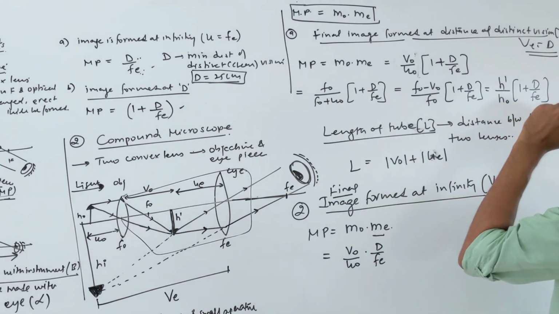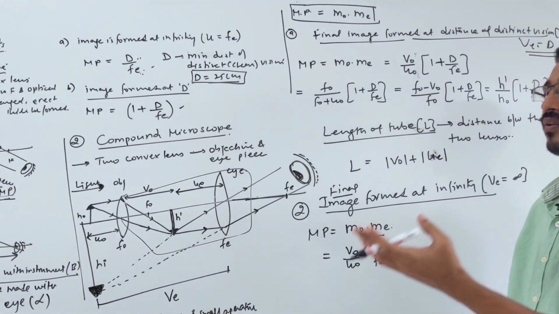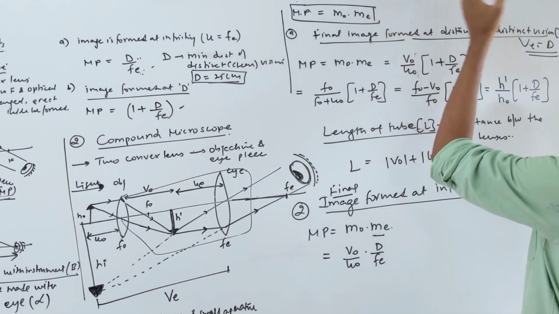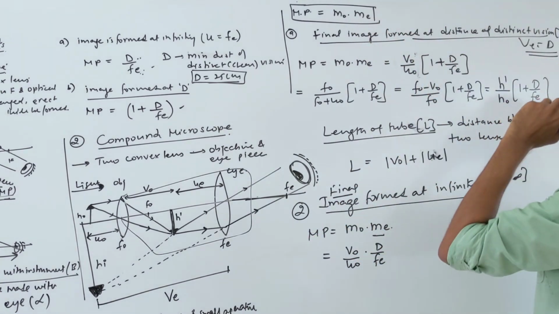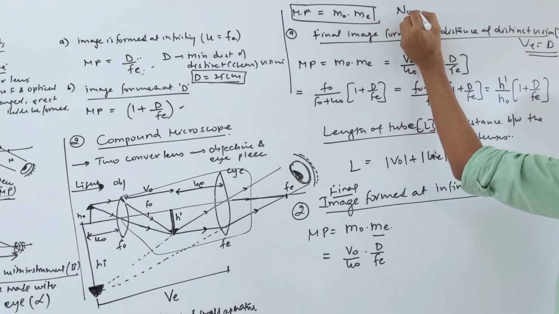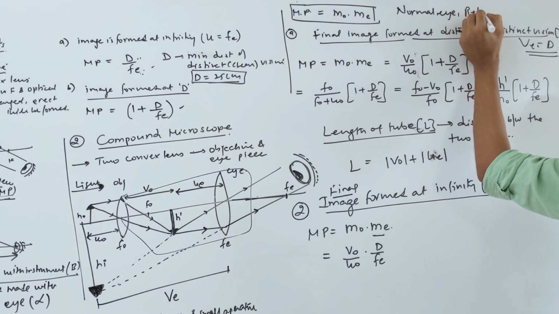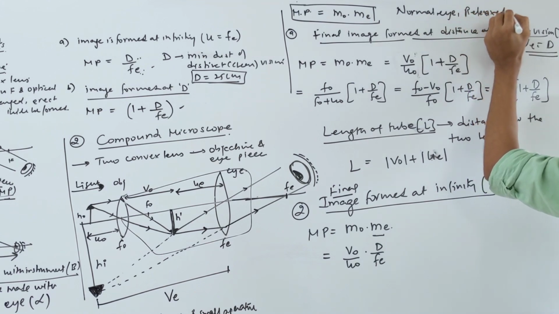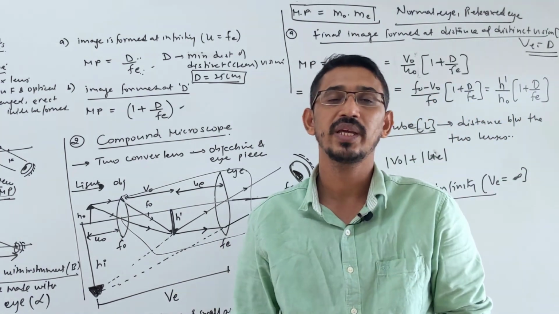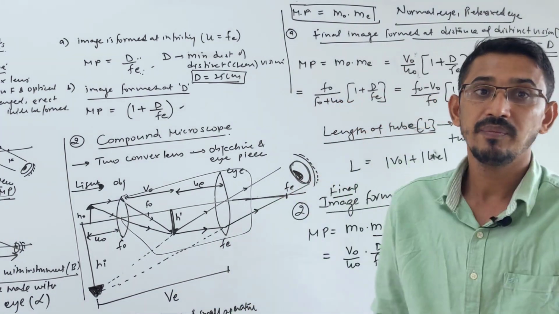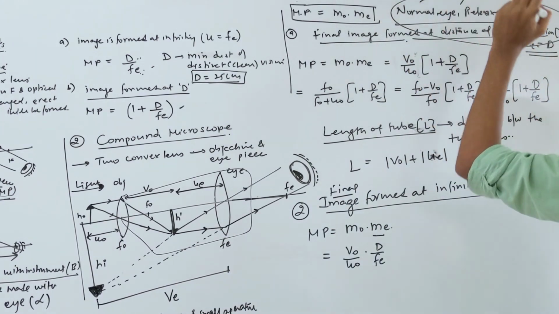So remember, sometimes in exams they will say calculate the magnifying power or length of tube when image is formed at distance of vision or image formed at infinity. Sometimes they don't say that, they use words like normal eye or relaxed eye. Find magnification for relaxed eye, or find magnification for normal eye. It means the case where image is formed at the distance of vision. Please remember this.